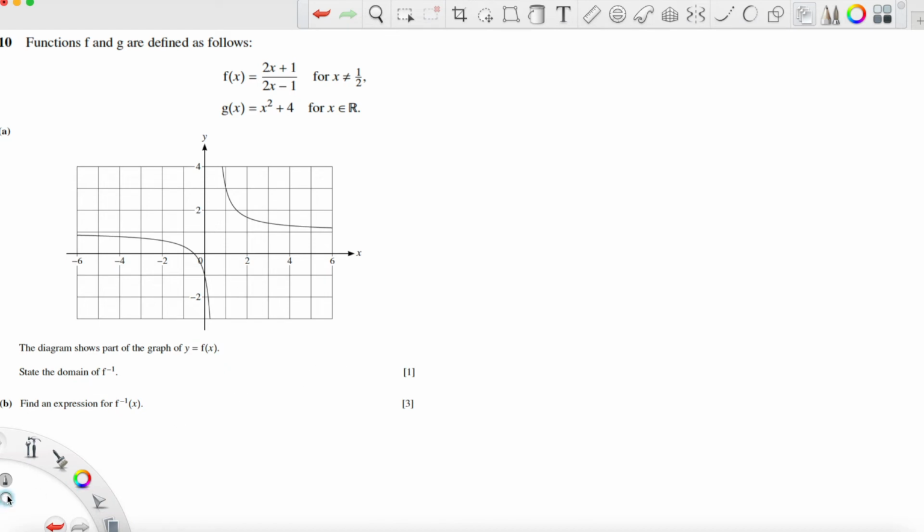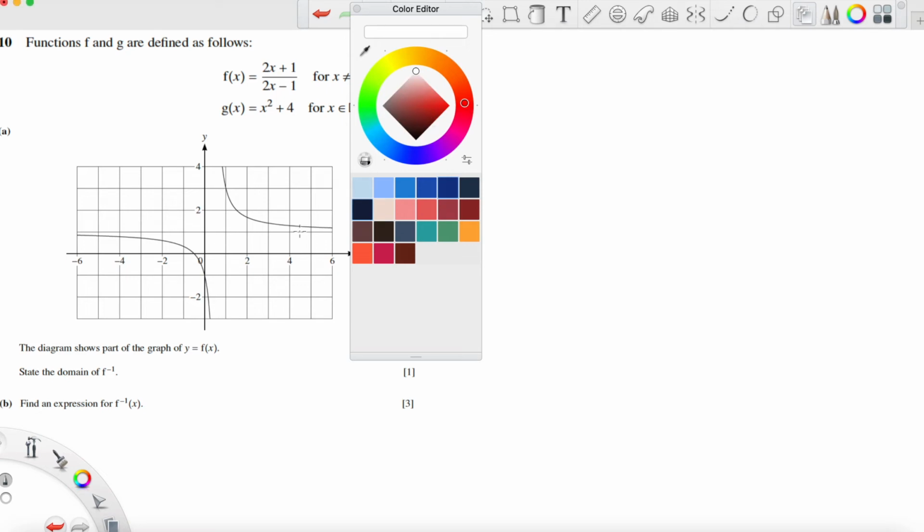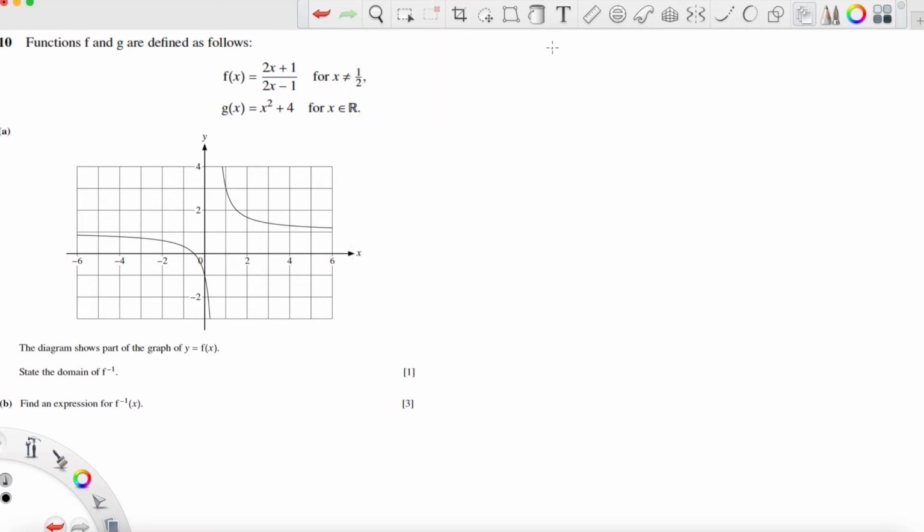Now, in order to find the domain of f inverse, we know that the domain of f inverse is equal to the range of f. Now, what is the range of f? You see, this graph takes all numbers other than 1. So the domain of f inverse will be all real numbers other than 1, because it is never going to actually touch 1. It is actually approaching 1 from the top.